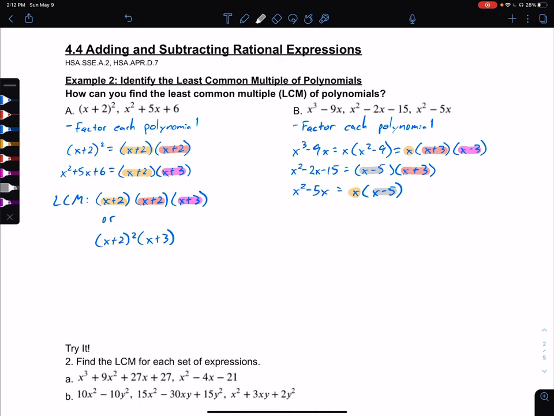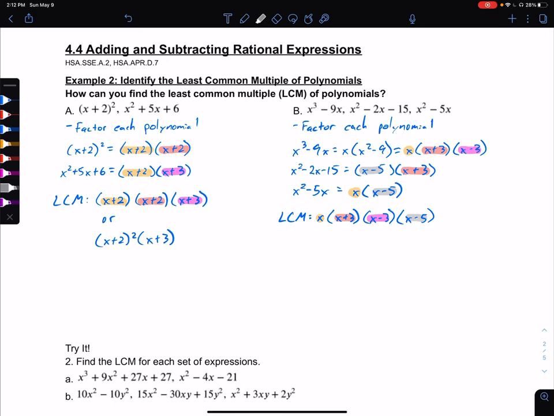So it looks like I have 4 different factors I'm going to have to count for: the x, x plus 3, x minus 3, and x minus 5. So when I'm writing my LCM, I want to write every one of these factors. I'll start with that x, and then I can just go in order as they appear. X plus 3, x minus 3, and x minus 5. So let's color code this. I want to make sure that everything has been accounted for. All of my colors are brought down.